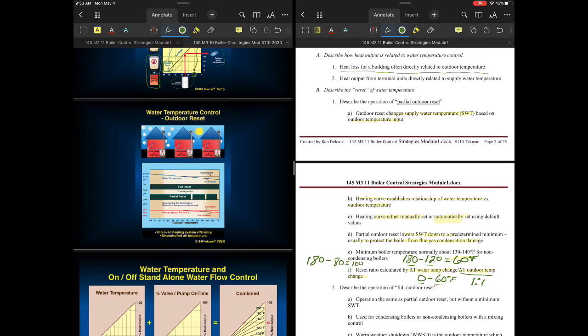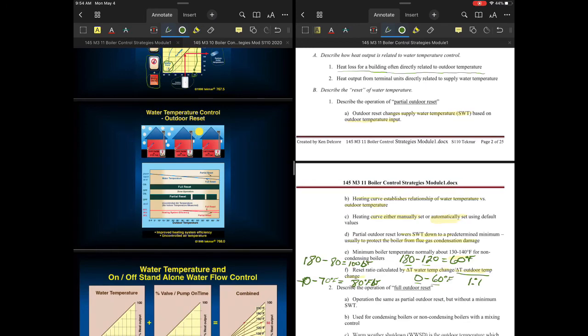Now, if I were to change this one to, let's say, 180 minus 80, that would give me a 100 degree change. And let's say I use minus 10 all the way up to 70 degrees outside. Now that's a little warm for me, but I'll use that as the example. So that would give me an 80 degree delta T.